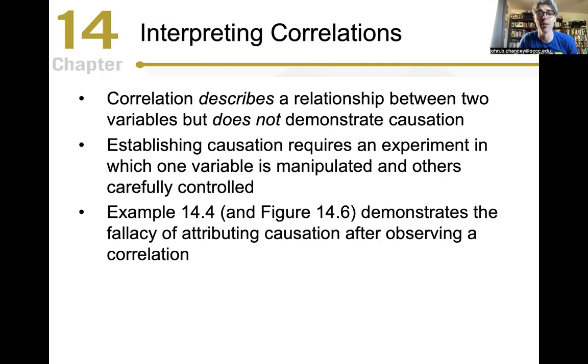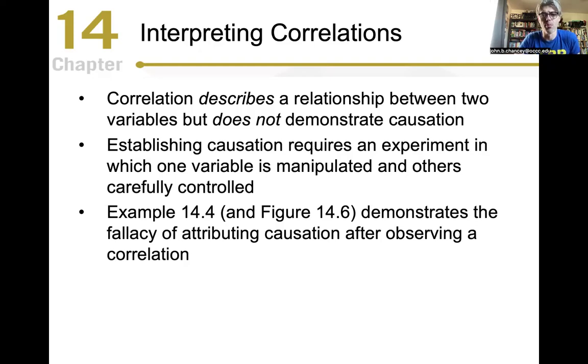How do we interpret the information from correlation? It describes the existence of a relationship, but does not demonstrate causation. In order to demonstrate causation, we would have to use an experimental design that allows us to manipulate some variables, control for other variables, and really be able to determine does X cause Y. Right now, we can only say X is related to Y, or they have a relationship.